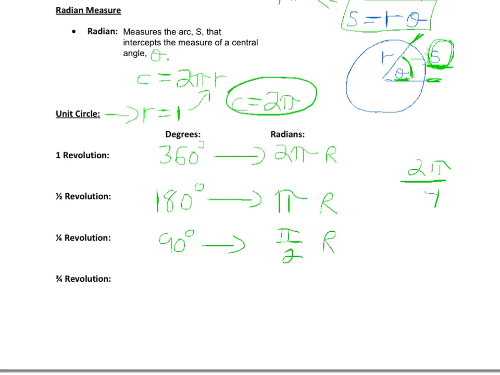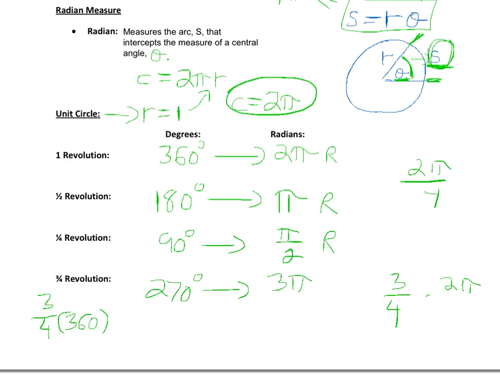And then if I did 3/4 of a revolution, well, you can see you're just going up by 90. So if I did 3/4 of 360, if I multiplied that out, that would give me 270 degrees. Okay? And if I did the same thing, 3/4 of a full revolution in radians, 3/4 times 2 pi, that would give me 6 pi over 4, which reduces to 3 pi over 2 radians. So I'll put r for radians.